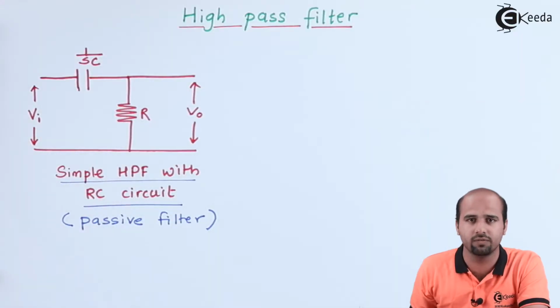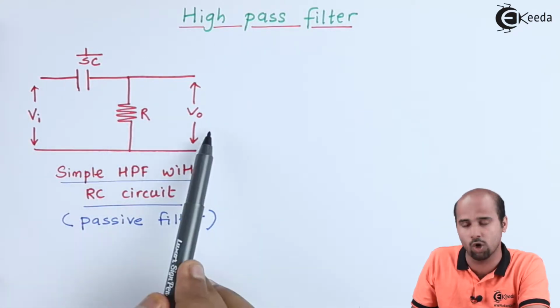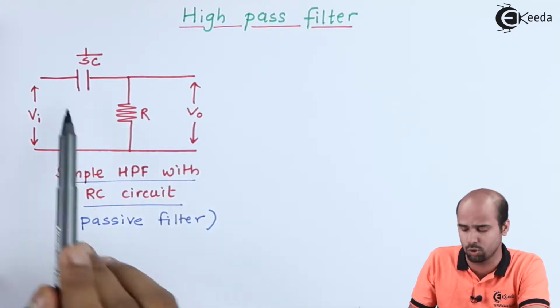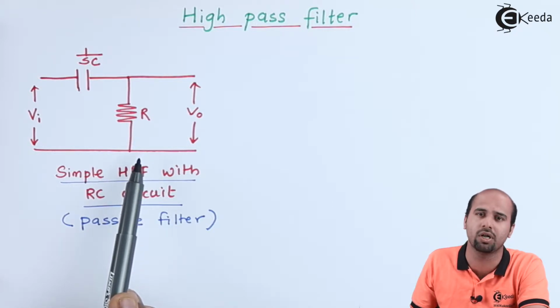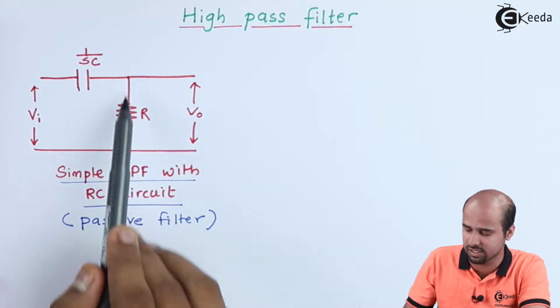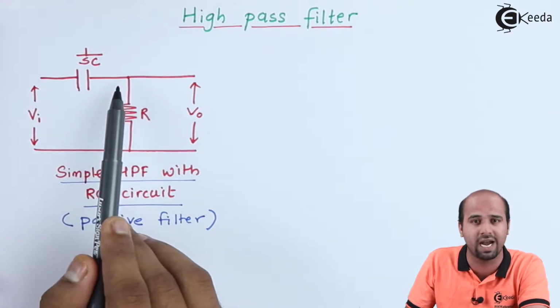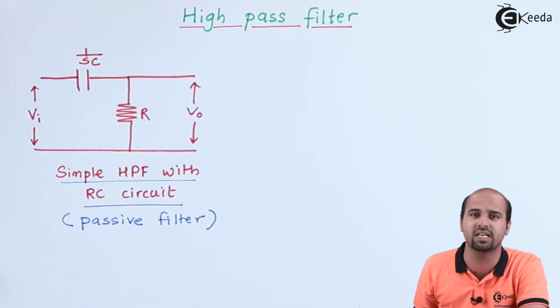This is the circuit which is nothing but a passive high pass filter. Keep this in mind that whenever your capacitor is in between your input and output in series, that is nothing but your high pass filter. So only one capacitor and one resistor make a first order high pass filter, when the resistor is in shunt and the capacitor is in series with respect to input and output. So let's see mathematically how this circuit is called a high pass filter.